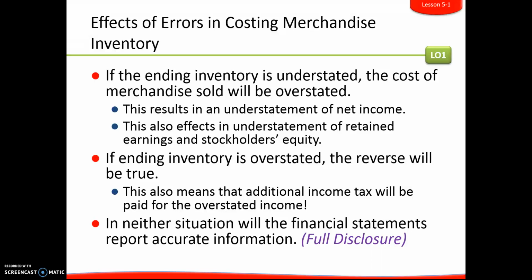And if ending inventory is overstated, then obviously the reverse would be true, and cost of merchandise sold would be understated. That also means there would be additional income tax paid on our overstated income, which would not be great. So neither of those situations follows the accounting concept of full disclosure, so we want to make sure that we are being as accurate as possible.